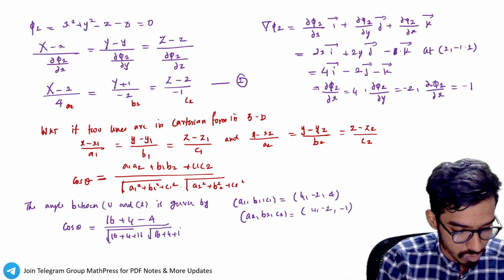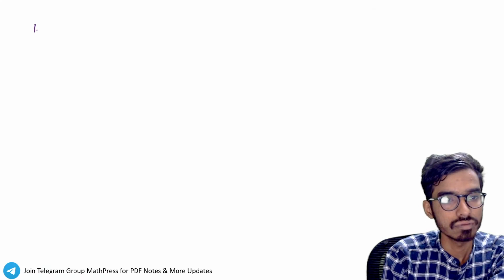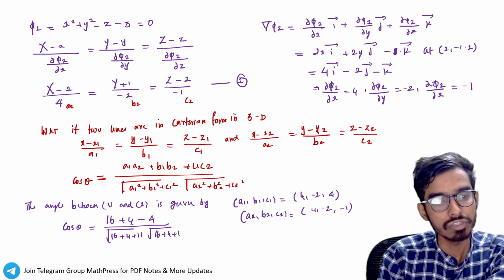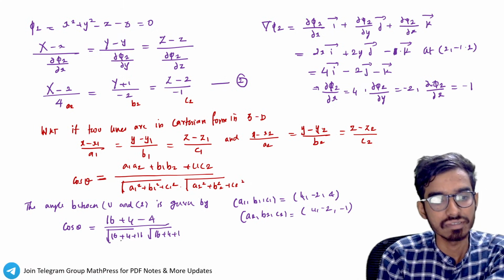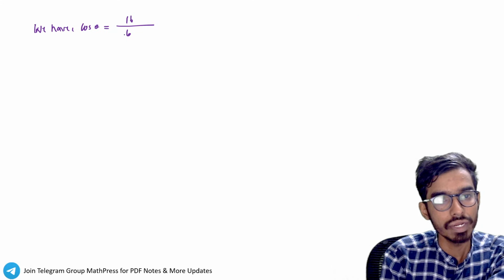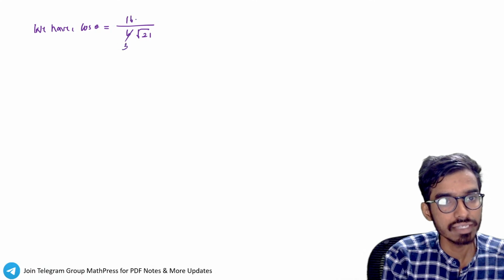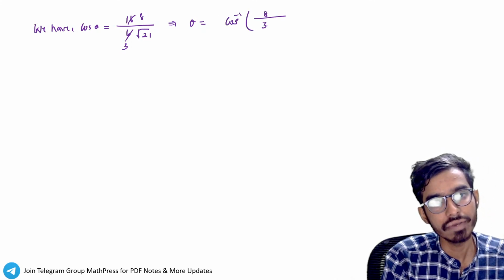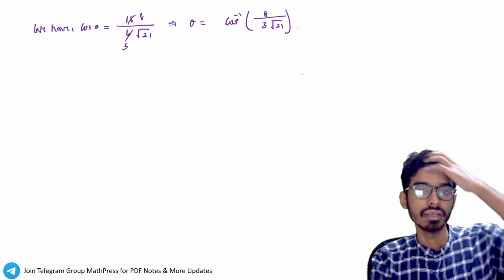So simplify this and you will get the answer. This is root 36, right? So cos theta is equal to, 16 plus 4 is 20, minus 4 gives 16, divided by, this will be 6, root 36, and this will be root 21. So we can cancel: 2 eights are 16. This implies theta is equal to cos inverse of 8 divided by 3 root 21, is the angle between the two surfaces. Is it clear?